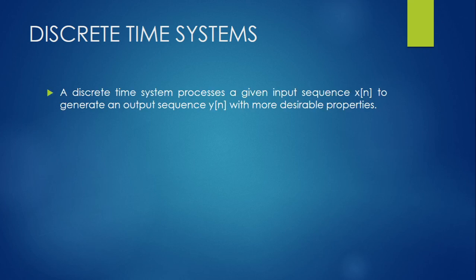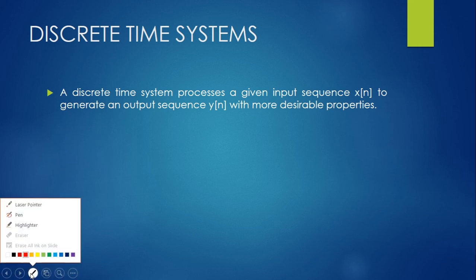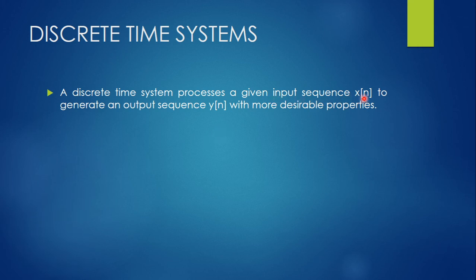What is a discrete time system? It is a system that processes an input sequence x[n] to generate an output sequence y[n] with more desirable properties. So the input of this system will be discrete and the output of this system will be discrete. x[n] is discrete, y[n] is discrete.